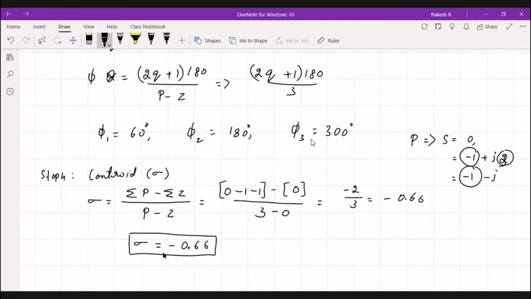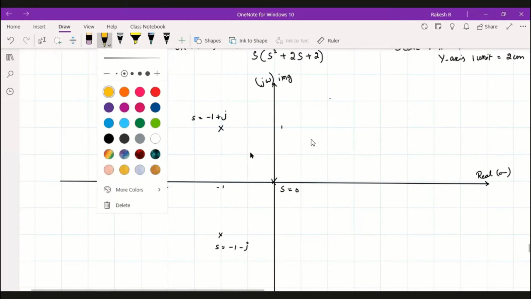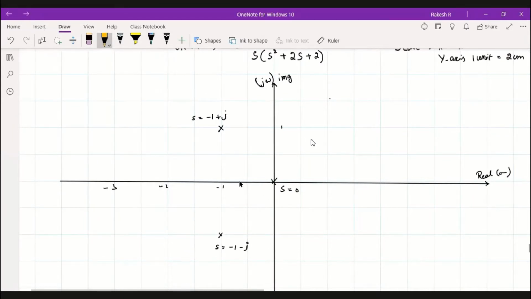Right? We got this one. So we shall mark the centroid here. Centroid is 0.66. It will be here. So I'll mark in just a line here. This will be our centroid.